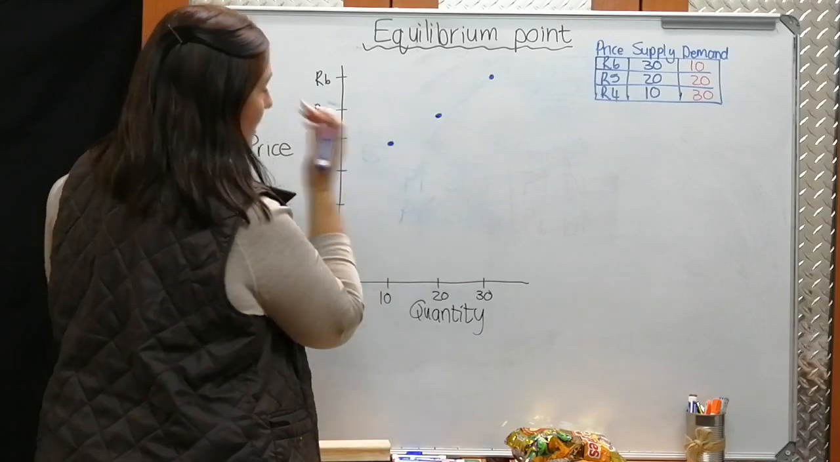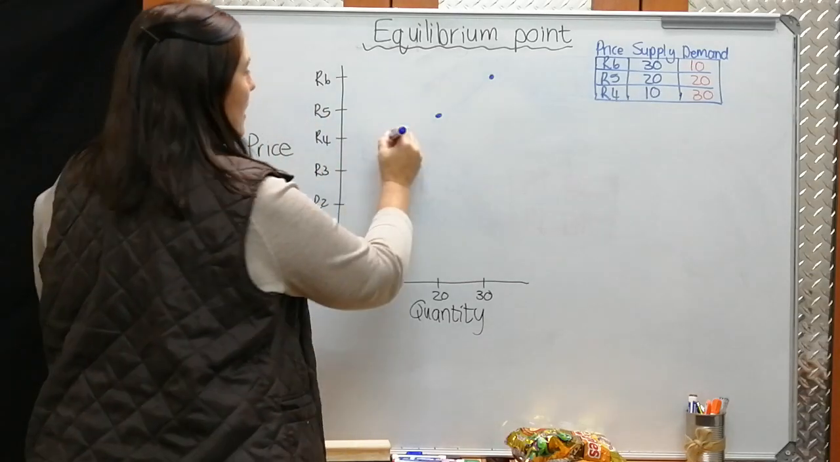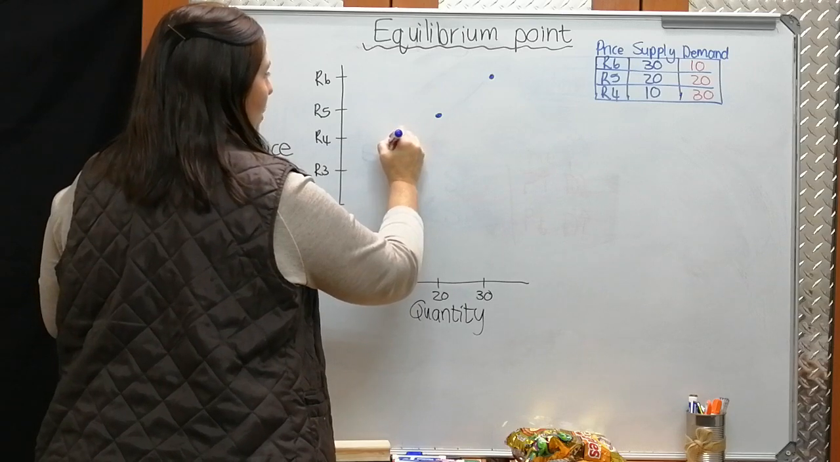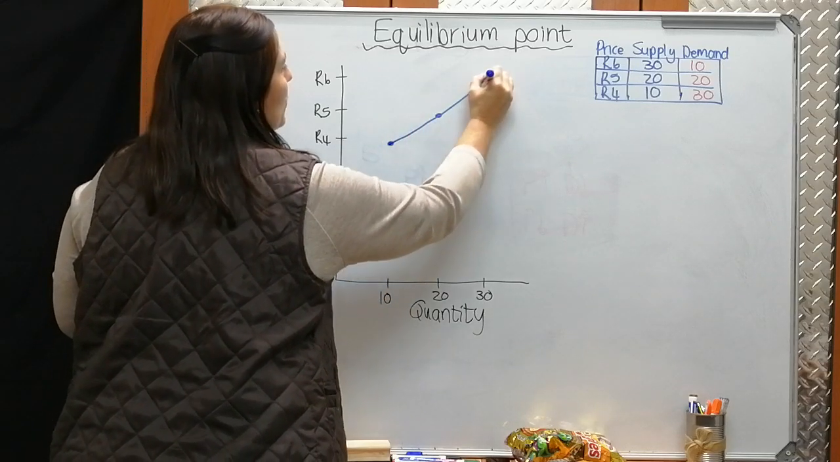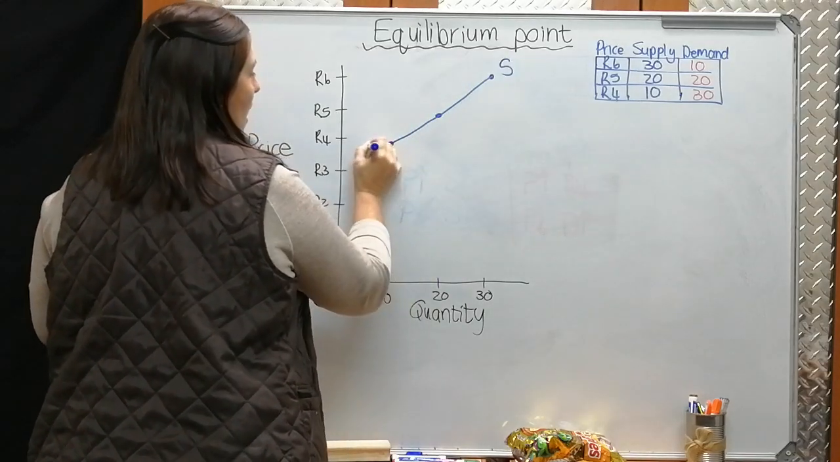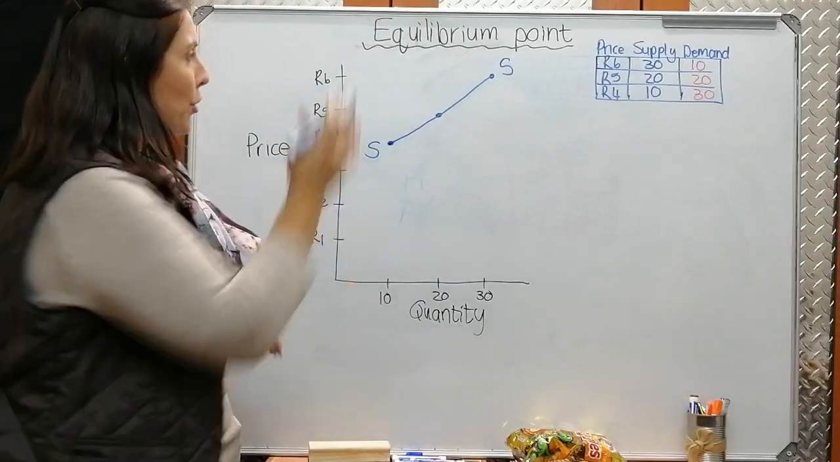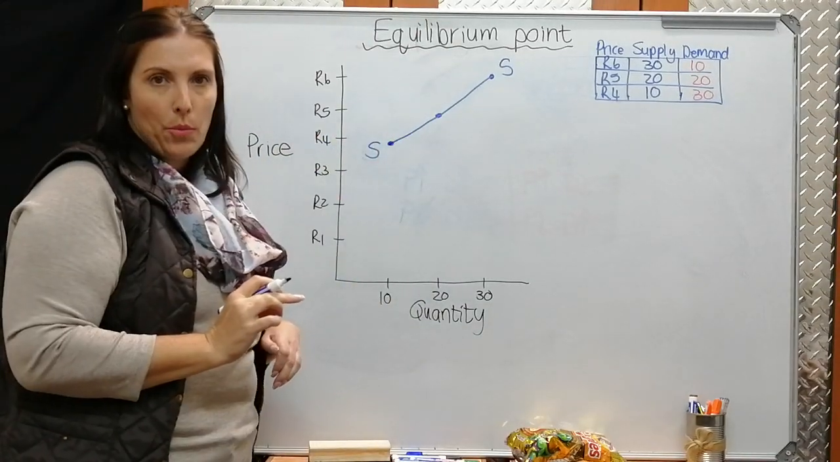Okay, so this is our supply schedule, or supply curve rather. What we do is connect the dots, and this is our supply curve. Good, you can see it's got the positive slope or slant.